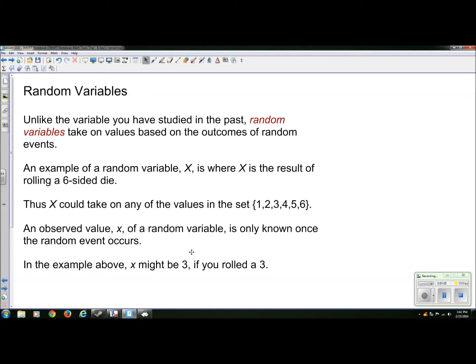An observed value, lowercase x, of a random variable is only known once the random event actually occurs. So in the example above, lowercase x would be 3 if you'd rolled a 3 on the die. But until you roll it, you don't know what the value is. So unlike a regular function where you say, well, x is 5, so f of x must be 7 because whatever the equation is that you're using gives you a specific value, in the case of a random variable, it's simply the result of a random event.